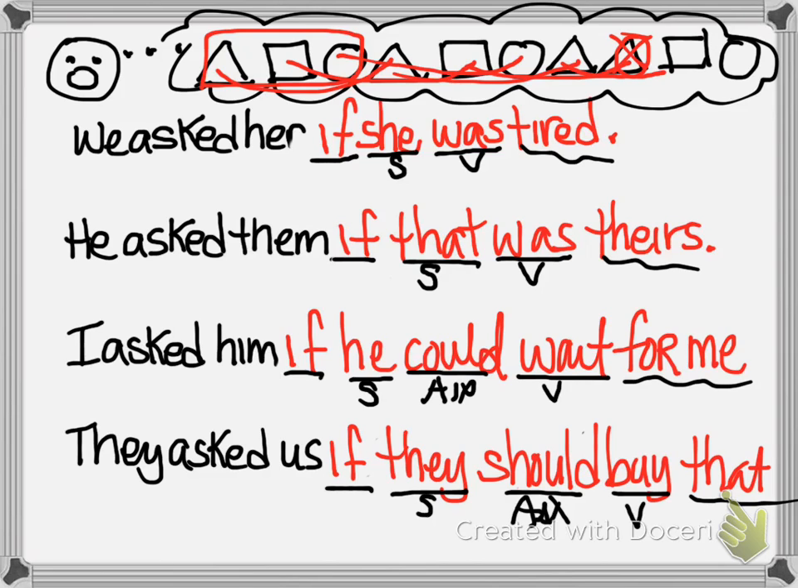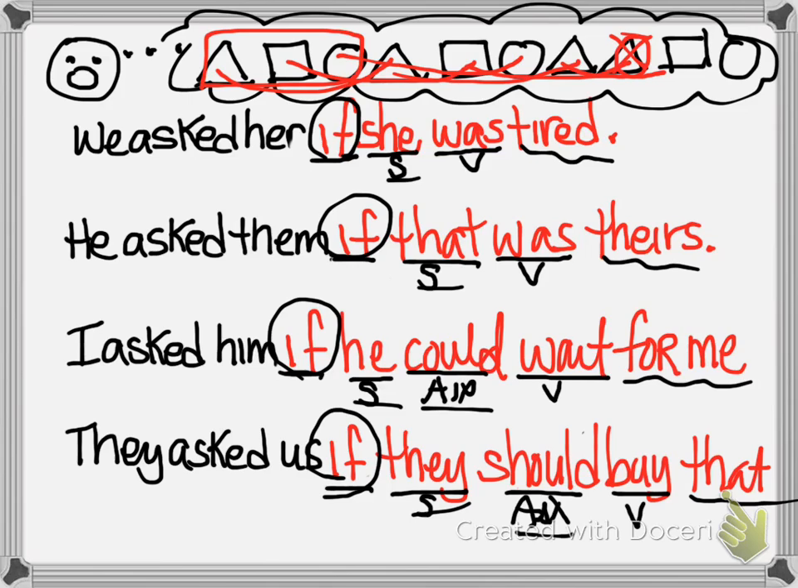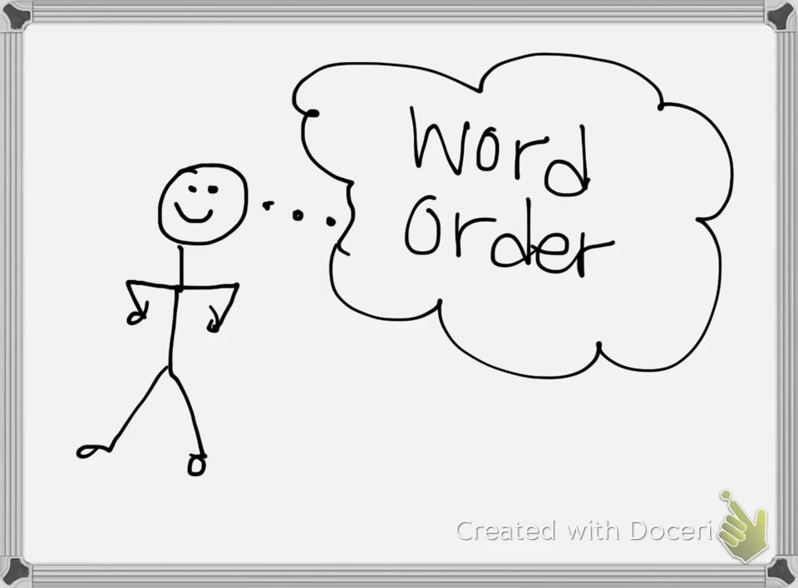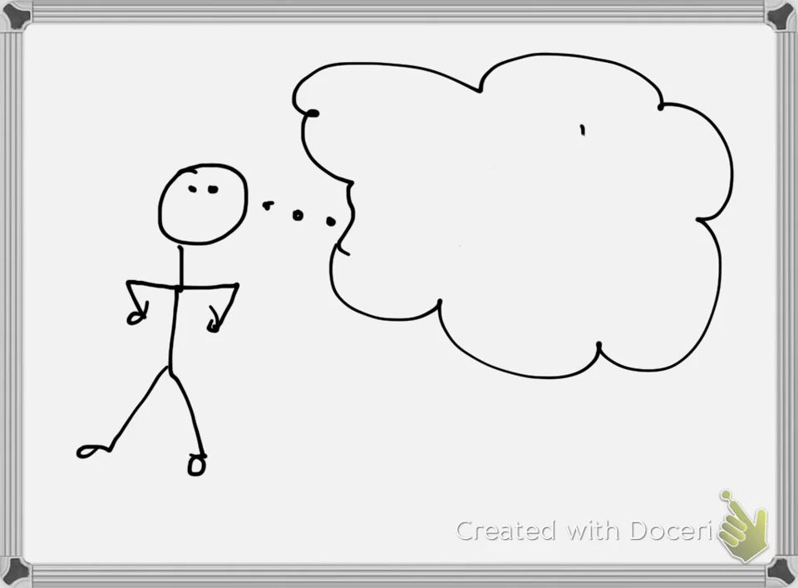Okay, so what do we see here that's the same? Well, we've got if in every one of these sentences. We've got a subject in each sentence. Some of them we have an auxiliary, and then we have a verb. So it looks to me like we can figure out our pattern here. Before we do that, let's go back to what we talked about at the beginning of this presentation, which was word order. Now, what do you remember about word order?